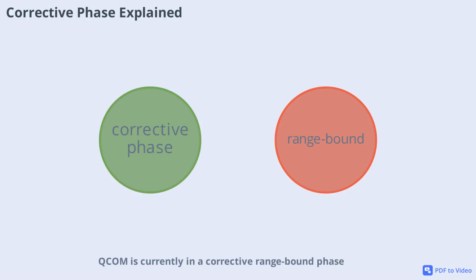QCOM is currently in a corrective, range-bound phase. This means the stock is neither in a strong uptrend nor a clear downtrend, but rather oscillating within a defined range. Such phases can be frustrating for trend followers but may present opportunities for those who favor mean reversion or range trading strategies. Understanding the nature of this corrective phase is key to setting realistic expectations and managing risk.